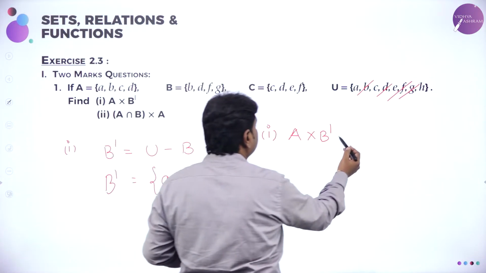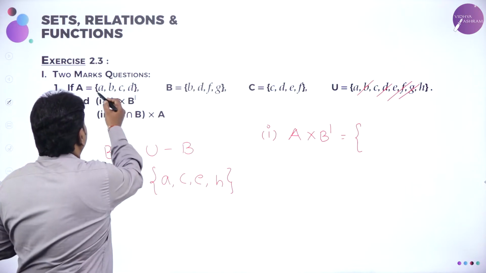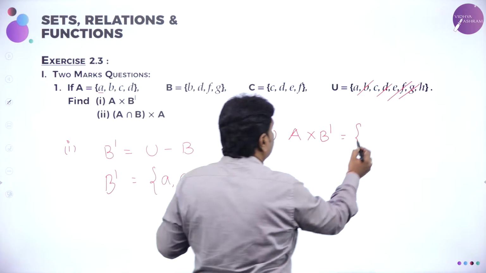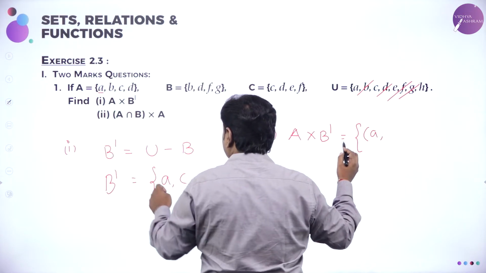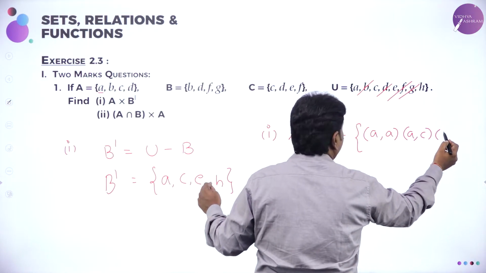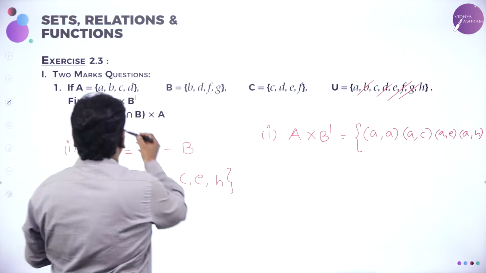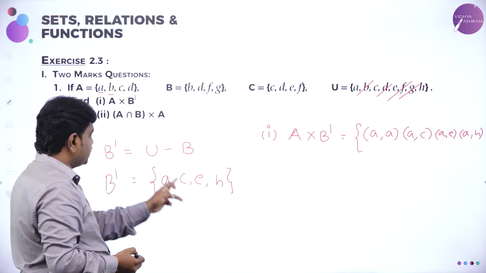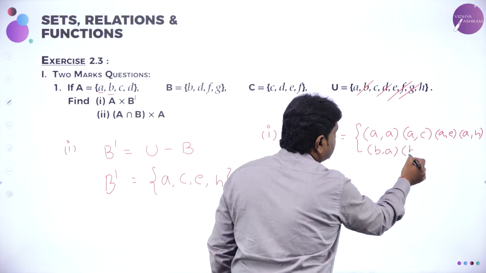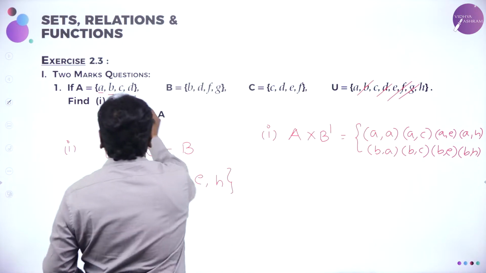Now A cross B dash is combining the elements of A with B dash. So A is the first element, with A, C, E, H. So (a, a), then (a, c), then (a, e), then (a, h). Then I have done with this, then I take b: (b, a), (b, c), (b, e), (b, h). Then do the same with c and d.